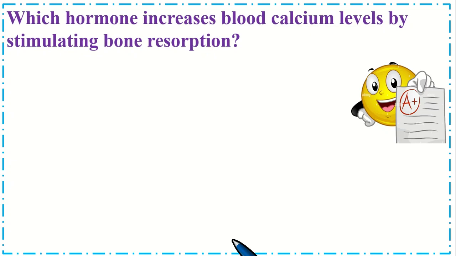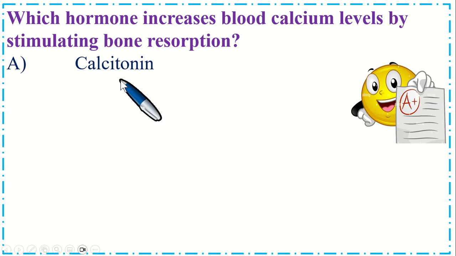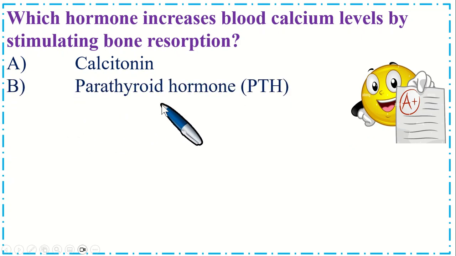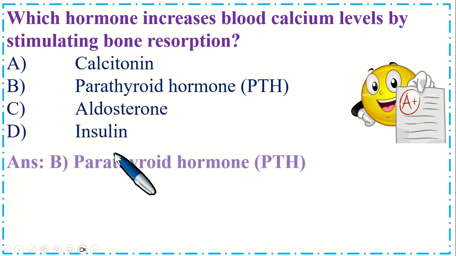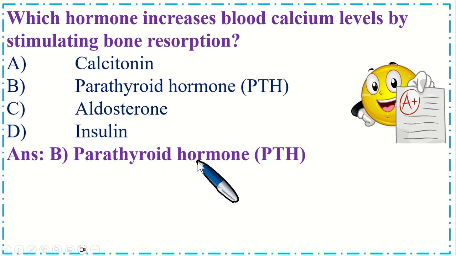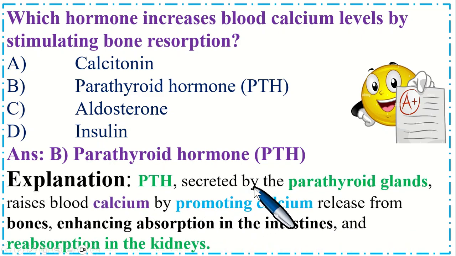Dear students, this is a very important MCQ. Which hormone increases blood calcium level by stimulating bone resorption? Option A, calcitonin, B, PTH, parathyroid hormone, C, aldosterone, and option D, insulin. So the correct option is B, parathyroid hormone. PTH secreted by the parathyroid gland raises blood calcium by promoting calcium release from bone, enhancing absorption in the intestines, and reabsorption in the kidneys.